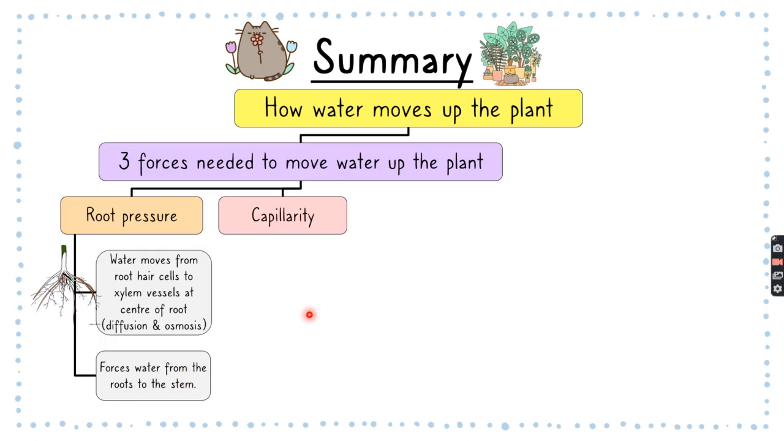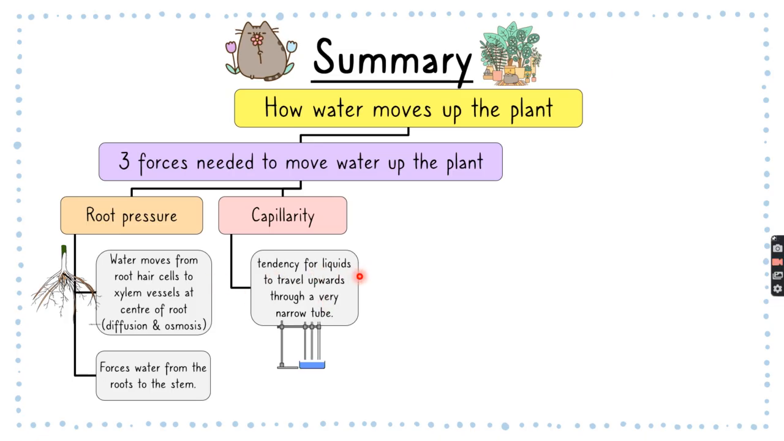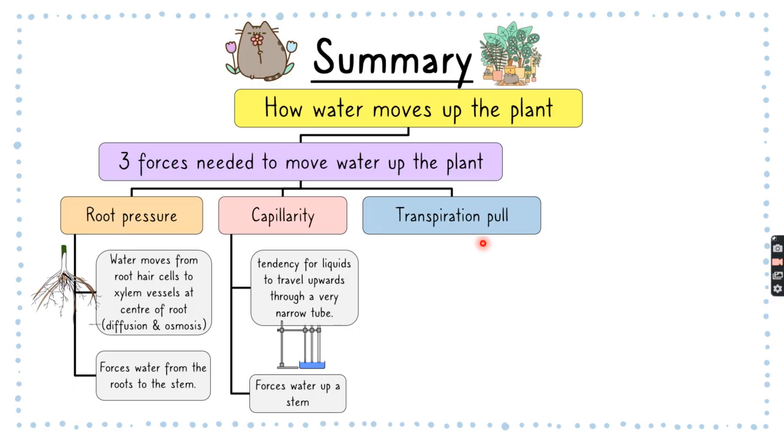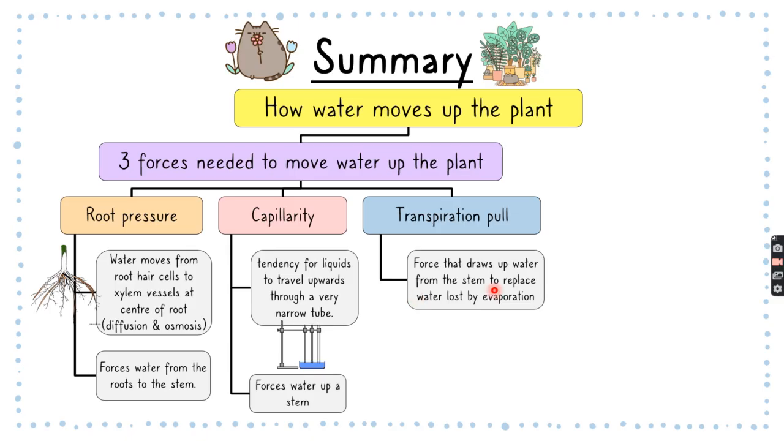The second type of force is called capillarity. Capillarity is basically the tendency for liquids to travel upwards through a very narrow tube. The xylem vessels itself has a very narrow lumen, and therefore capillarity would allow the water to move up a distance at the stem. And the third force is called transpiration pull, which is a force that draws up water from the stem to replace water lost by evaporation.